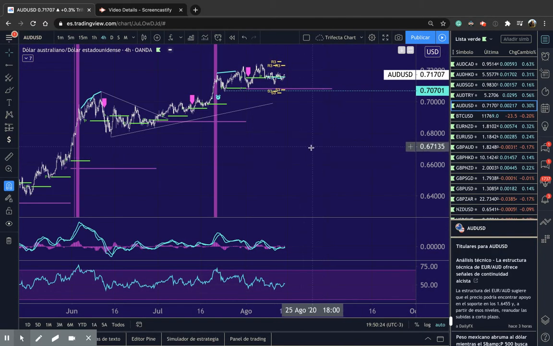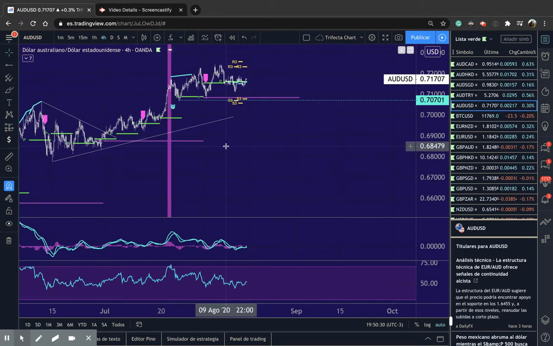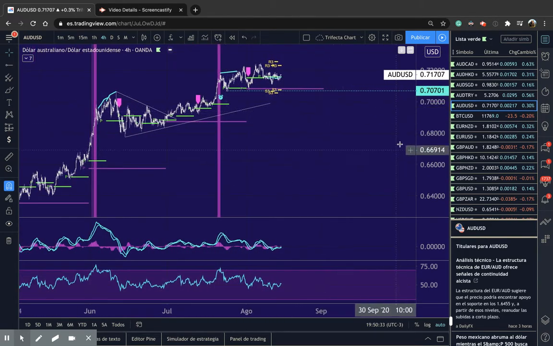Australian against the US dollar, we are waiting for the break of the level 7070, and we have everything that we want to see. We just want to hold for a break.